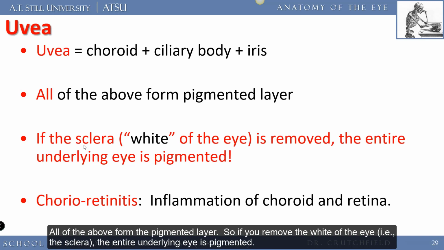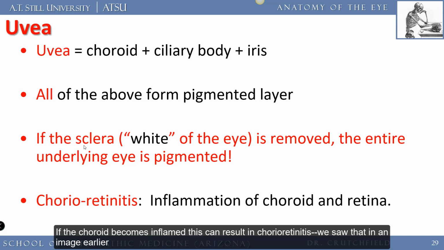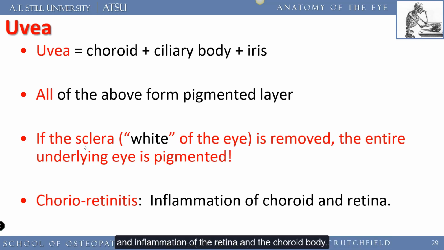So if you remove the white of the eye, i.e. if you remove the sclera, the entire underlying eye is pigmented. If the choroid becomes inflamed, this can result in chorioretinitis. We saw that in an image earlier, an inflammation of the retina and the choroid body.